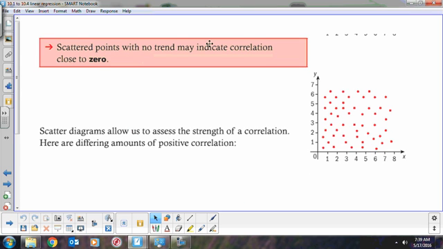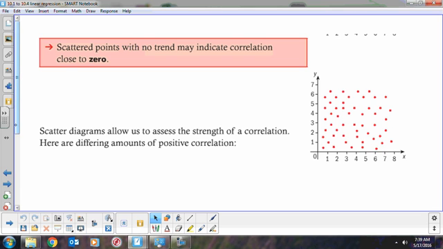So with scattered points with no trend, they're all over the place, it would be a correlation close to zero. That is not a linear relationship at all. So the scatter diagrams will allow you to kind of eyeball the strength of a correlation. There are mathematical techniques that allow us to do it a whole lot better.